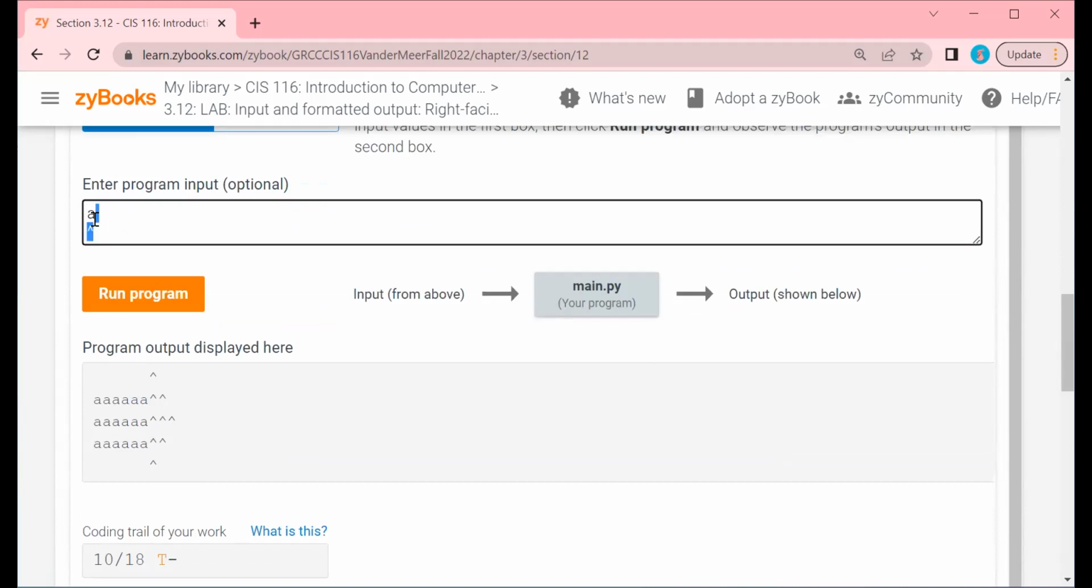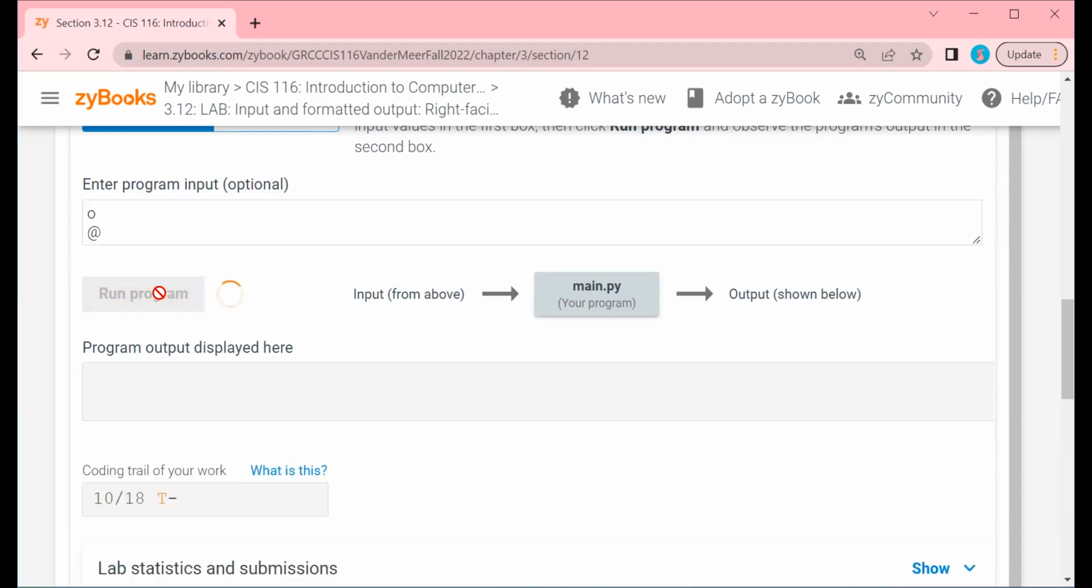Oh, cool. So we did something similar to this in chapter 1, but we hard coded it. And now we're entering the input values. So let me do an O and an ampersand sign.